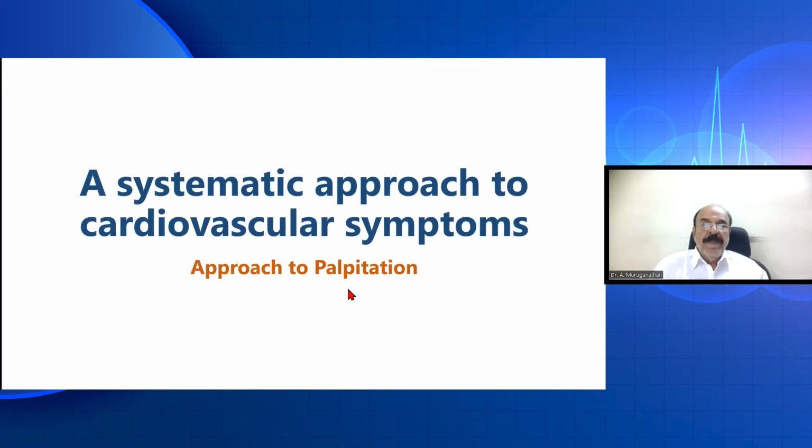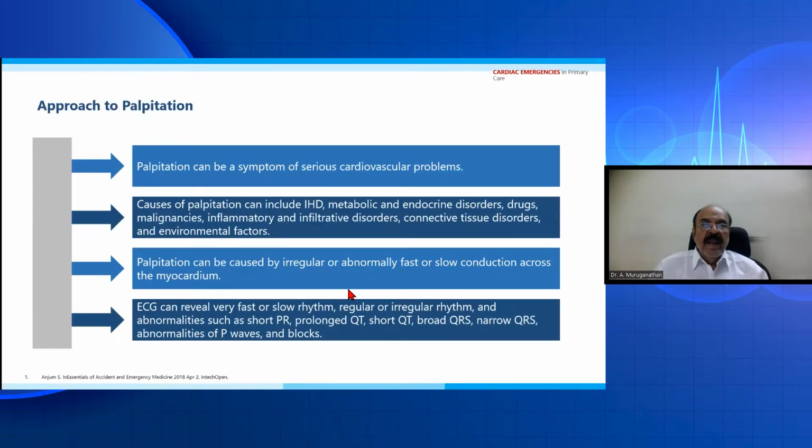Now come to palpitation. We have talked about chest pain and breathlessness. Then how do you approach palpitation? Again, palpitation can be a symptom of serious cardiovascular disease. Causes of palpitation: it can be anxiety neurosis, sinus tachycardia, or it can be due to IHD, metabolic endocrine disorders, drugs, malignancy, inflammatory and infiltrative disorders, connective tissue disorders, and environmental factors. For example, in hyperthyroidism, you may have palpitation.